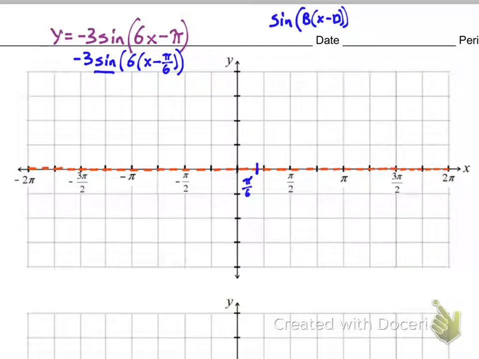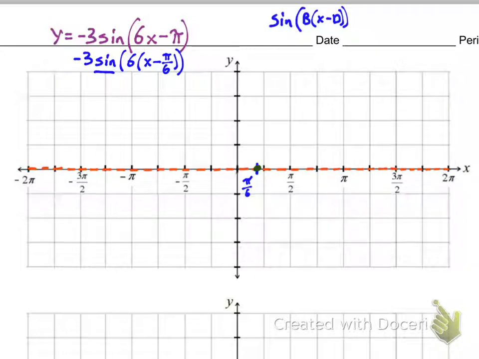Notice that because this is sine, I'm going to start in the middle, so I don't even need to consider the amplitude yet. I know that my first point will be right there on the center line at pi over 6. And notice it was minus pi over 6, so we're going to the right pi over 6.